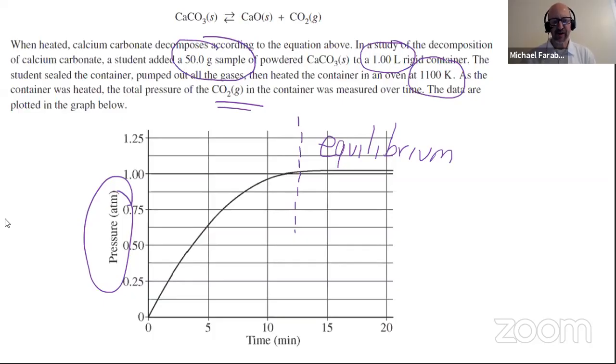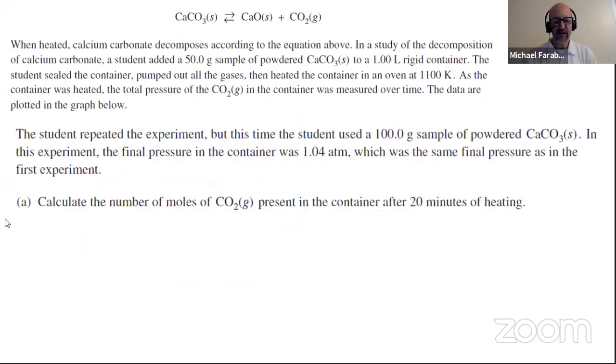So for this particular reaction, the decomposition of calcium carbonate, we have CaCO3 on the left, and then calcium oxide, CaO, and carbon dioxide on the right. So part A of this question: calculate the number of moles of CO2 present in the container after 20 minutes of heating. So we'll go back to our given information.